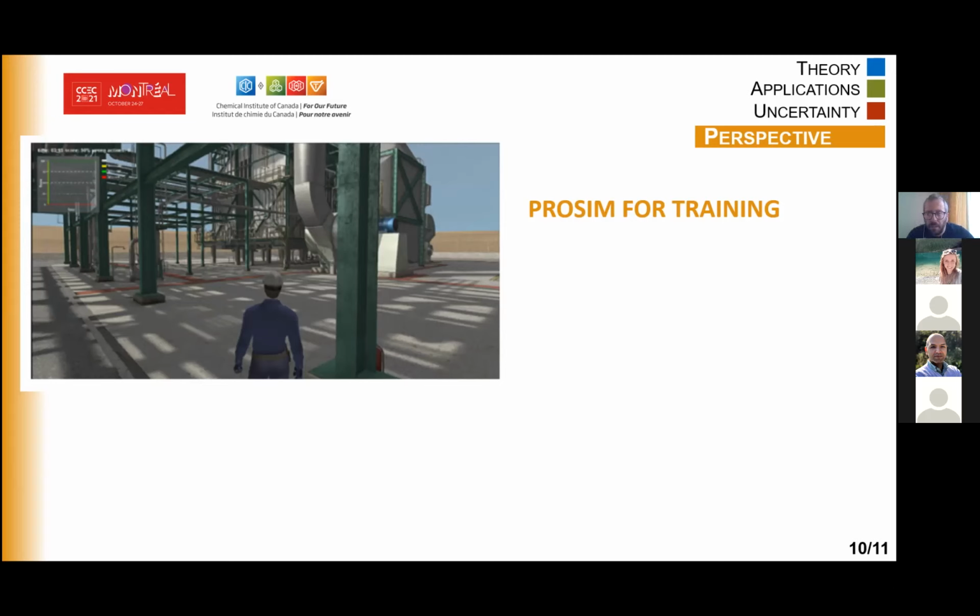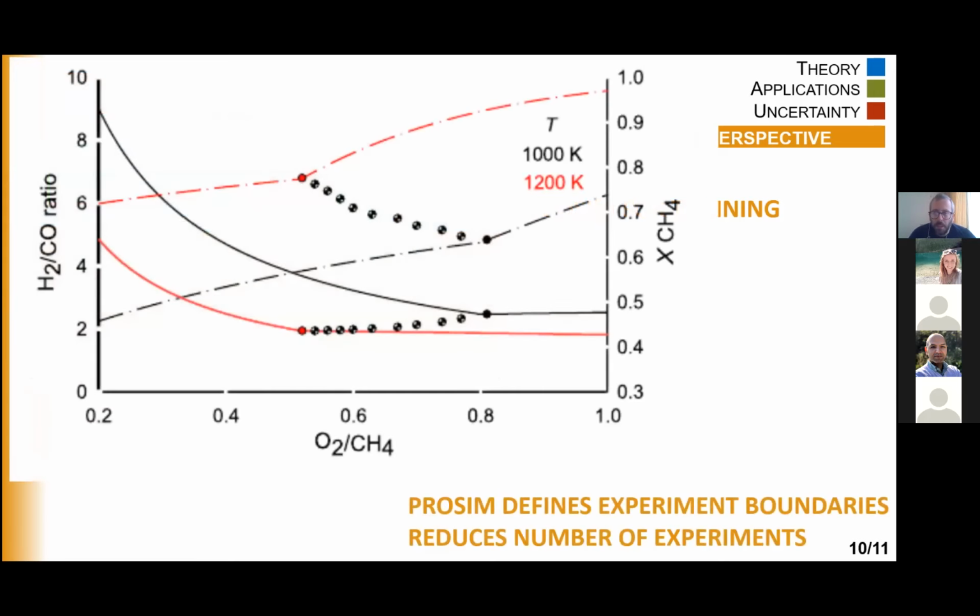On the other hand, if the thermodynamic model is well set, the user is able to calculate the operating variable boundaries or the reactant maximum conversion. In this picture, for example, you see the thermodynamic maximum methane conversion and obtainable hydrogen to CO ratio for the catalytic partial oxidation of methane at two different temperatures.